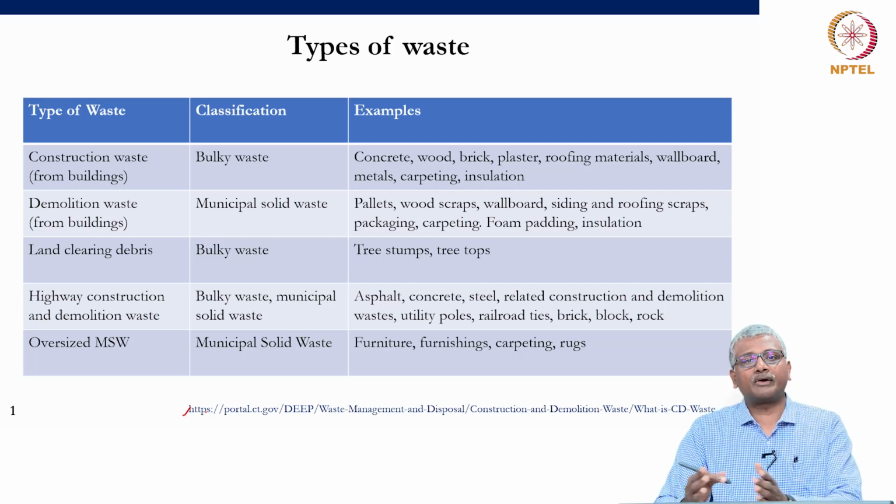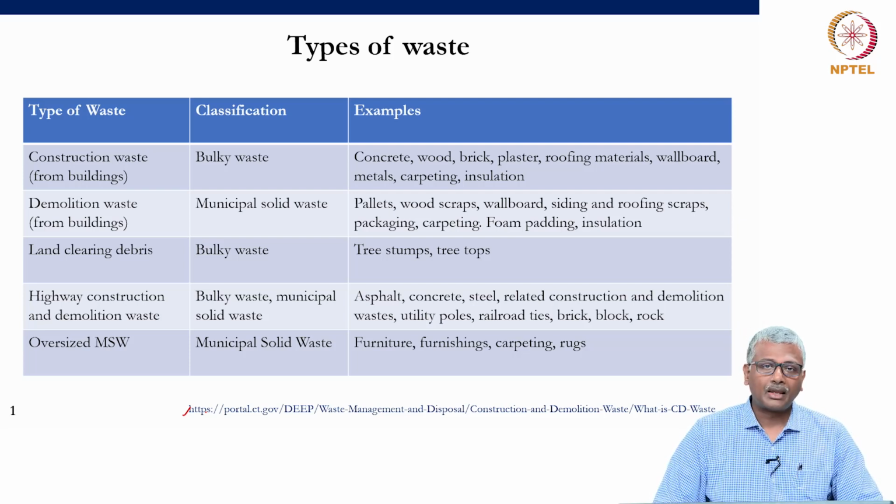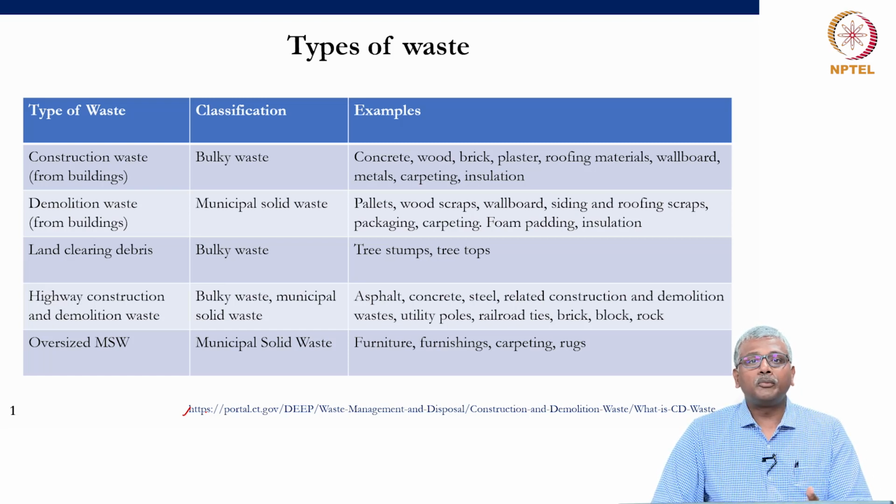And of course, on the other side, you have construction and demolition waste that is coming out of actually taking down a building. Apart from this, you can also get other demolition waste from buildings, which will be classified typically as a municipal solid waste. Okay, and these include pallets, wood scraps, wallboard, siding and roofing scraps, packaging, carpeting, foam padding, and insulation. You know that these are not really going to be useful from the perspective of utilizing in new concrete construction. So one has to be very careful that the waste sources are not intermixed. They need to be properly segregated for us to get the useful construction materials out of it.